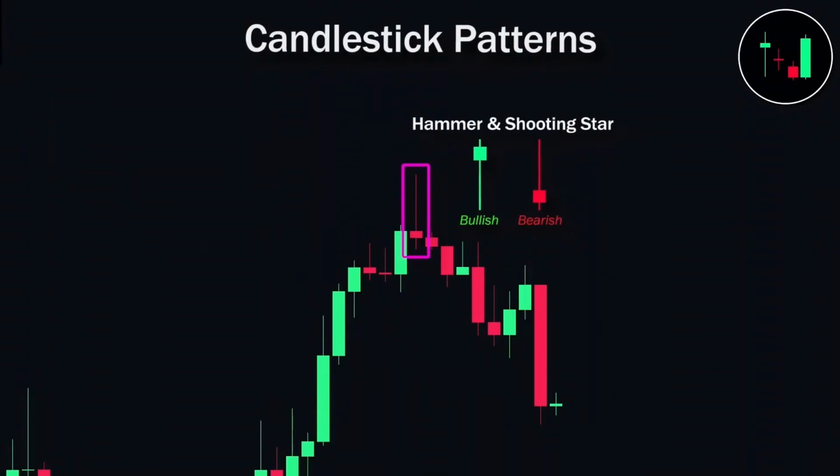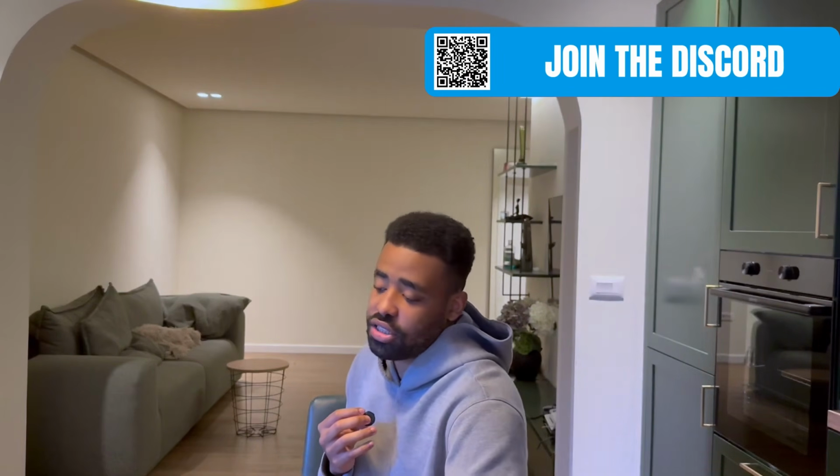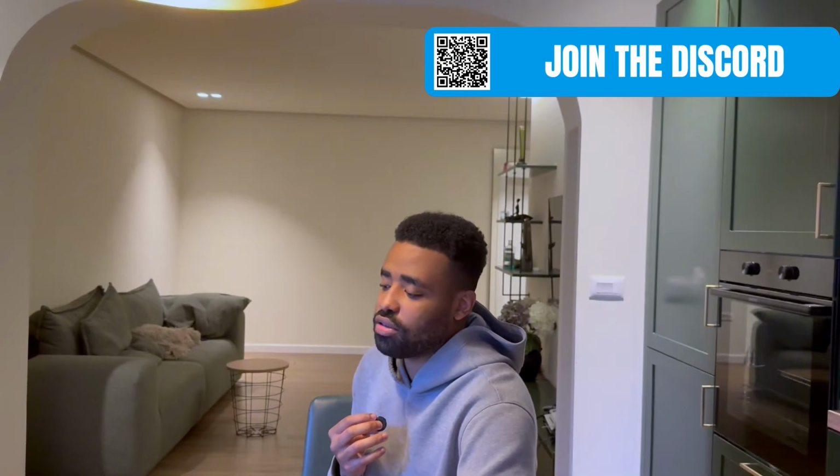Now, the opposite of the hammer is the shooting star, quote unquote. It's a small body near the bottom, and then you have that long upper wick. That means price pushed higher, and you could say buyers were in control. But then sellers stepped in and pushed it back down. And when you see that near resistance, or after a run, it could signal that momentum is starting to fade.